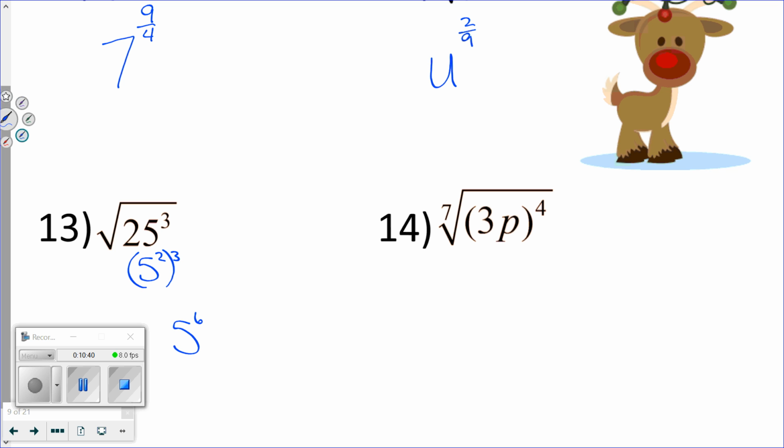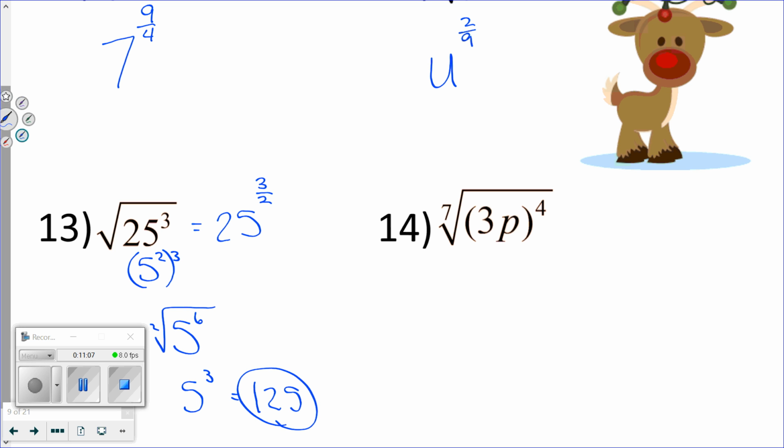6? Oop. And if I'm doing the square root of 5 to the 6, it's 5 to the third, which is 125. It's 125. Yeah. Now, the original question, if you were just rewriting it, it would be 25 to the 3/2. But I mean, you should simplify. But I mean, that's how you would switch it.